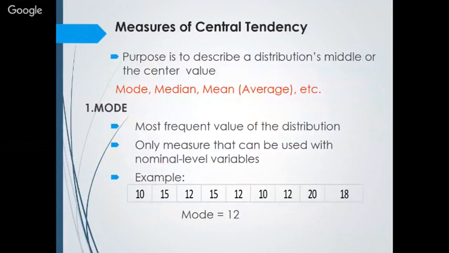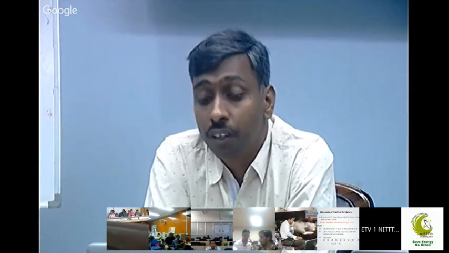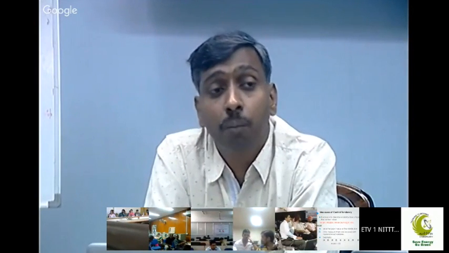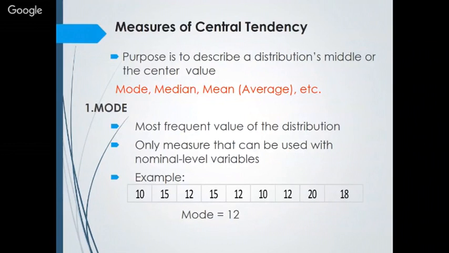Next is measures of central tendency. We already discussed the tabular and graphical representation of descriptive statistics, and now we'll go to the other measures of descriptive statistics, that is, measures of central tendency. The purpose is to describe the middle or center value of a distribution. Many times we use the center value as a representative picture of data or a situation. For example, the average age of students in a class will give a meaningful value to others.